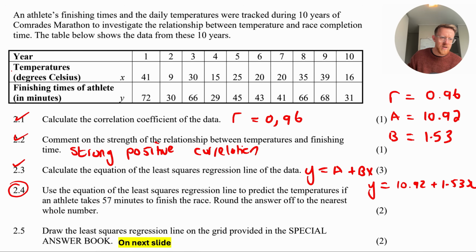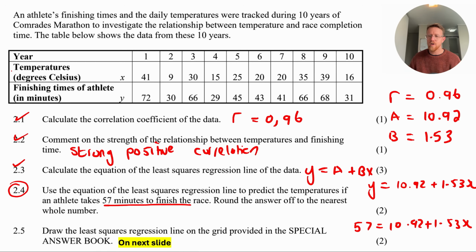Now, this question says, use the equation of the least squares regression line, which is this one over here, to predict the temperature if an athlete takes 57 minutes. So these are really easy. Check this out. If you look at the 57 minutes, that's the finishing time. That is a y value. So you're going to plug in the y value of 57, and then you're going to see what the matching temperature would be.